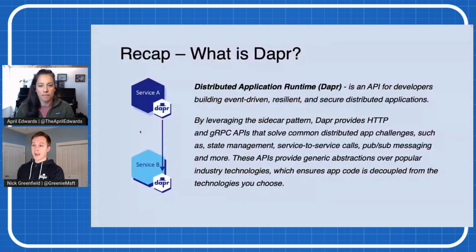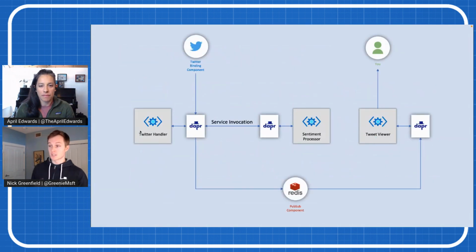And so jumping back to my screen, this is how that application is actually architected. You can see that there are those three services, the Twitter handler, sentiment processor, and the front-end tweet viewer. Where it all starts is that Twitter binding component that's pulling those tweets from the web and passing it to the Dapr sidecar here, which then is taking those tweets and using another one of the Dapr APIs for this service to pass the tweet over to the sentiment processor, which is actually running that sentiment analysis on that tweet.